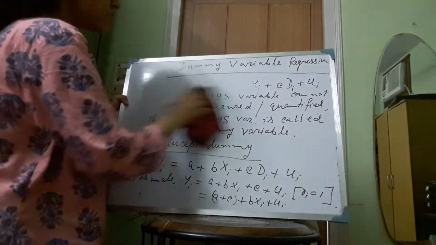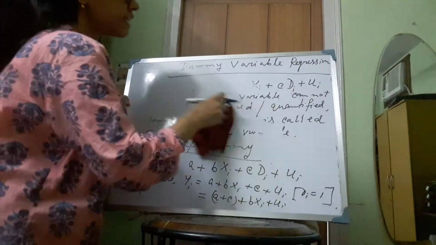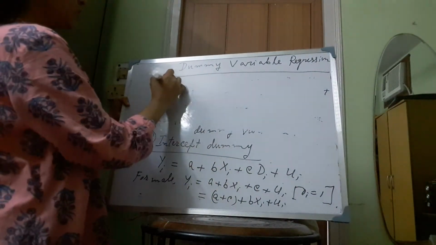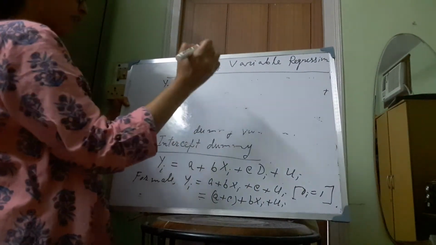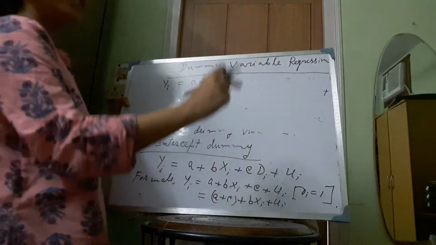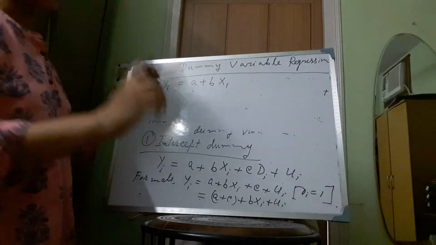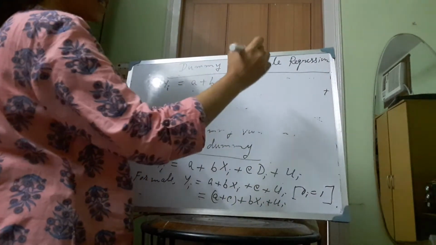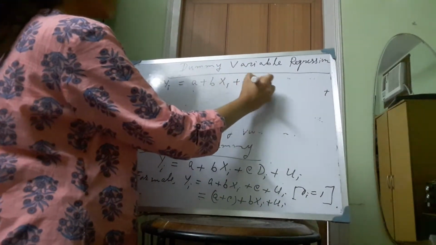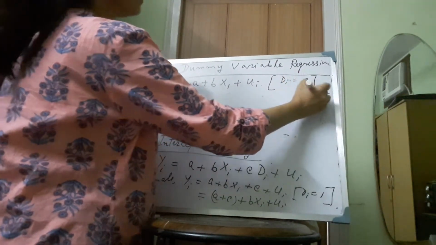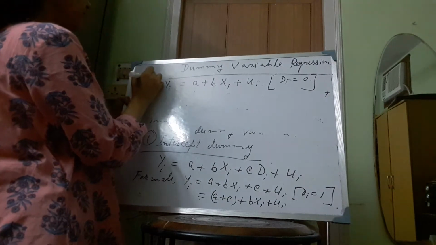Now if the person is female, in that case di takes the value 0. So in that case the regression equation takes the form yi is equal to a plus b xi plus c into 0 plus ui. So in that case this term will vanish. So we will have a plus b xi plus ui on the right hand side. So this is for female, when di is equal to 0.